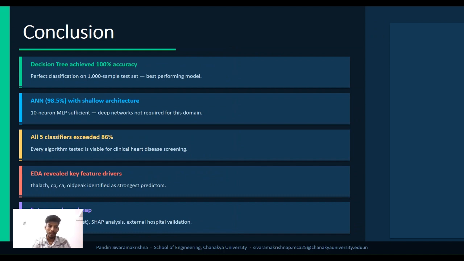I conclude that the decision tree model achieved the highest accuracy. All models perform above 80%, making them useful for prediction. Key features like chest pain, heart rate, and vessel count play a major role. In my future work, we can improve the system by using advanced models like random forest and XGBoost, and by validating with real hospital data.